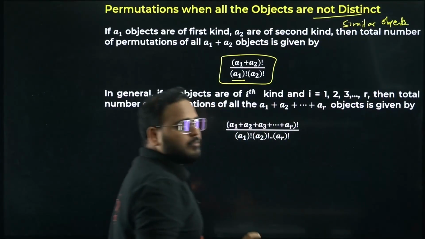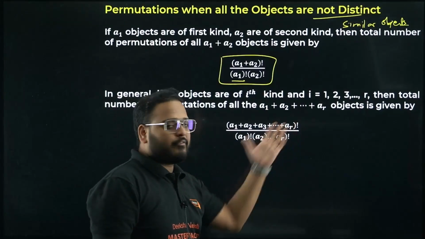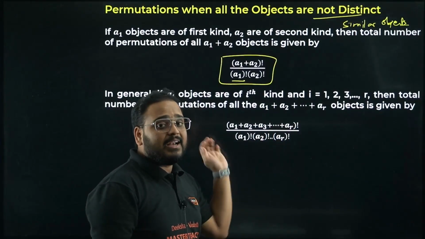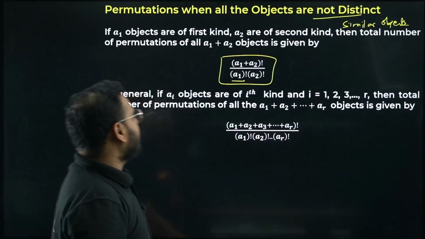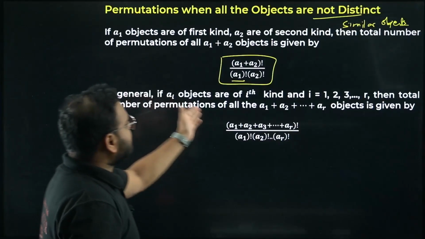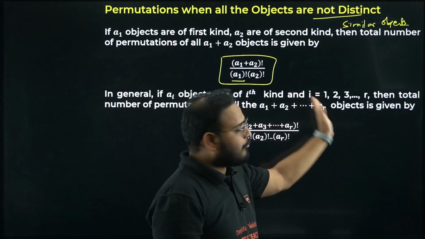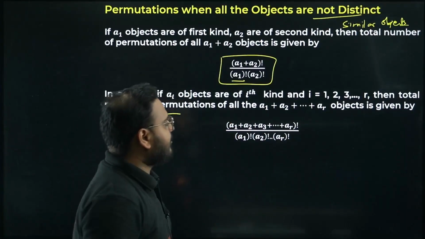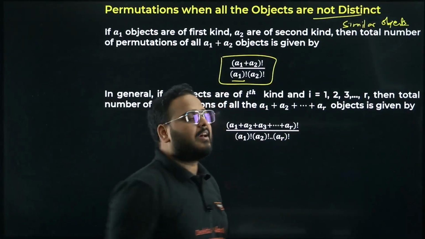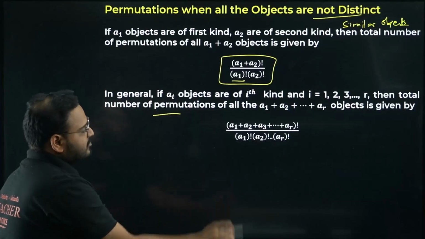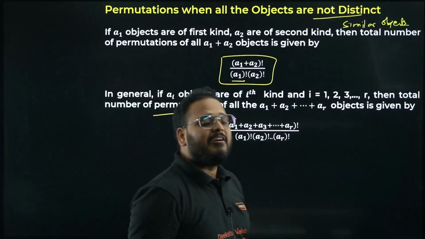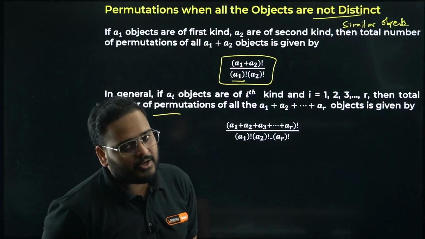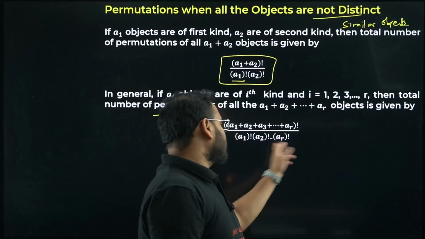So whatever the similar objects are, you add all of them and use the factorial for this, and you divide by the individual factorials of all of them. Please check. In general, if there are A_i objects of the ith kind, with i from 1 to r, then the total number of permutations of all A1 plus A2 plus A3 all the way till Ar objects will be given by (A1 plus A2 plus A3 plus all the way till Ar) factorial, divided by A1 factorial, divided by A2 factorial, divided again till Ar factorial.